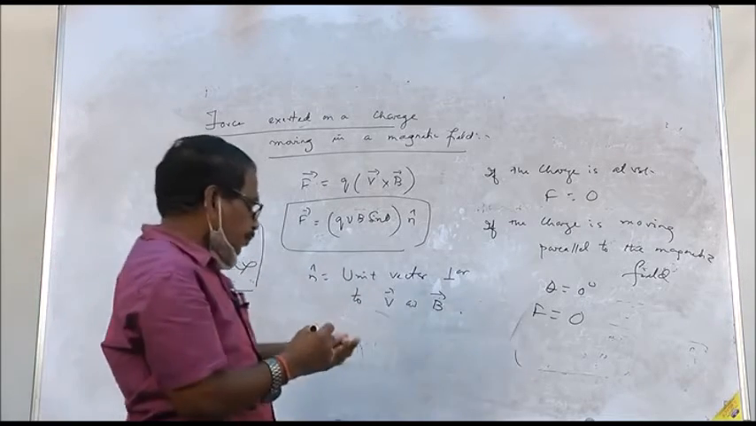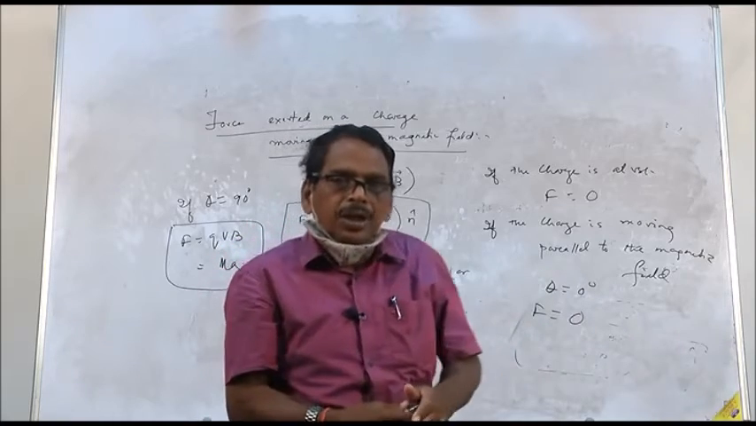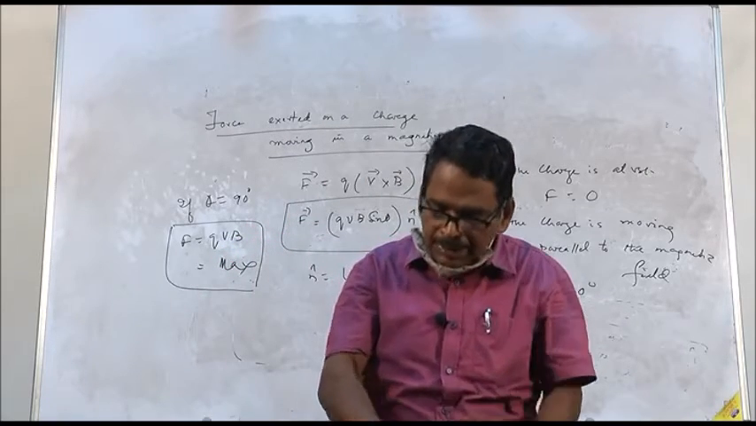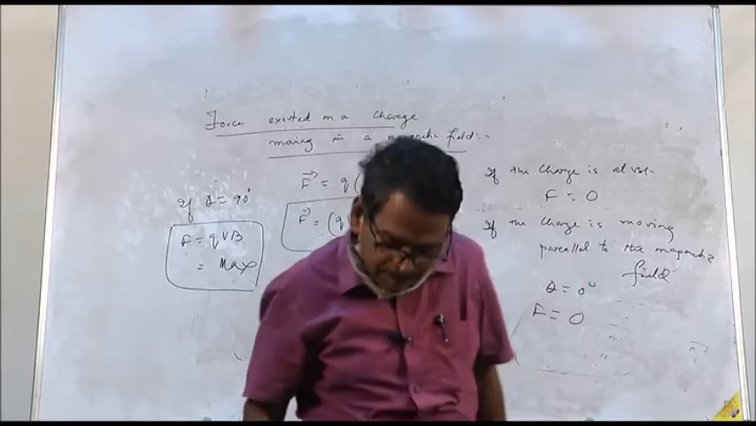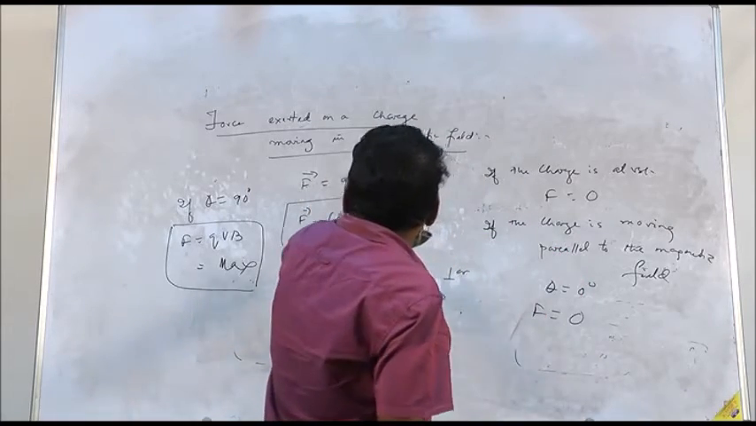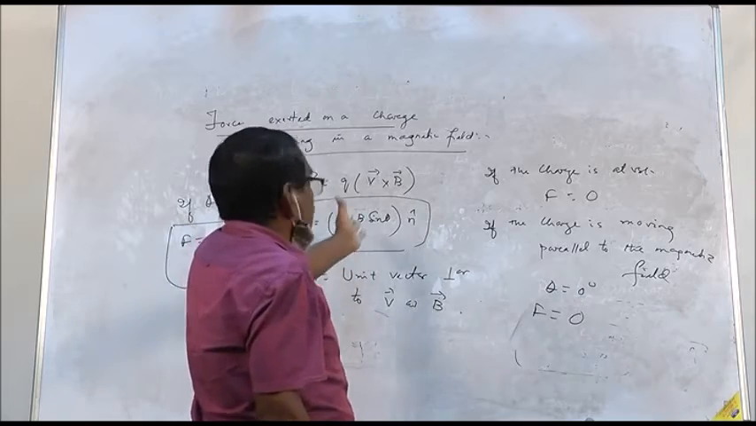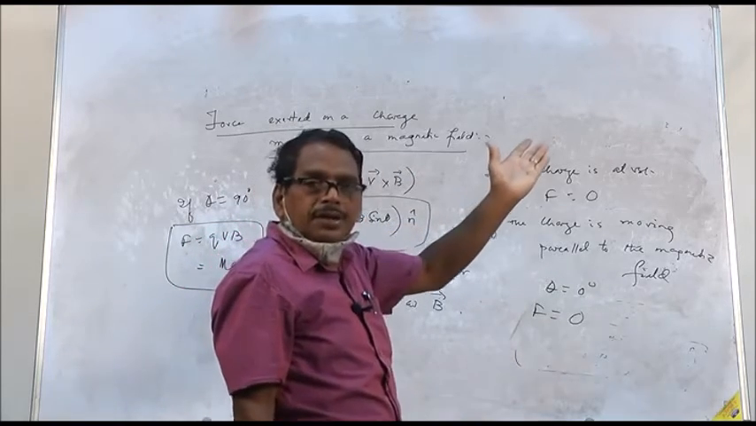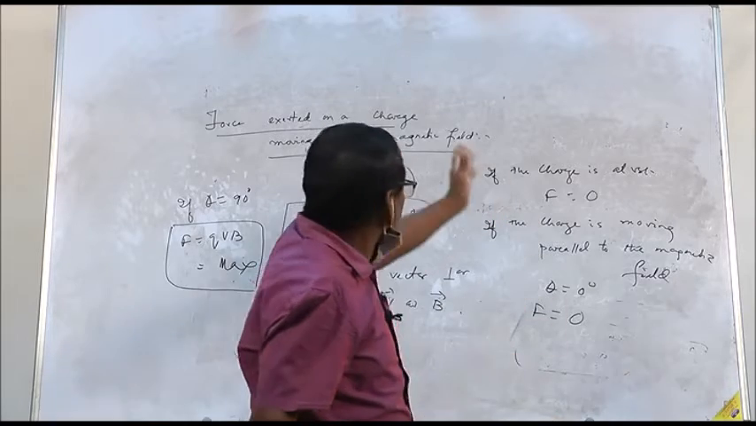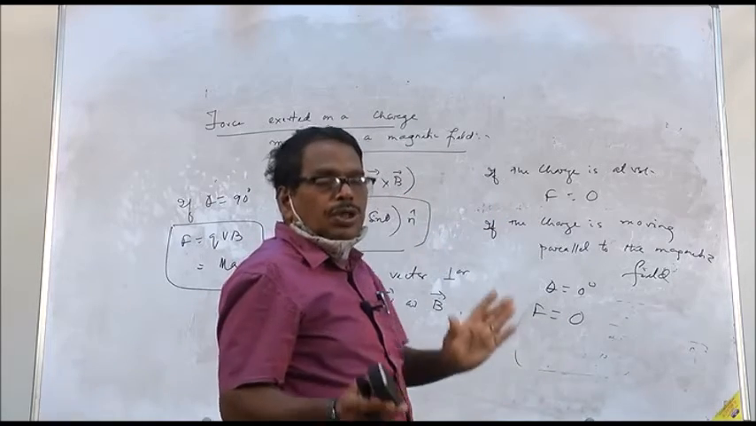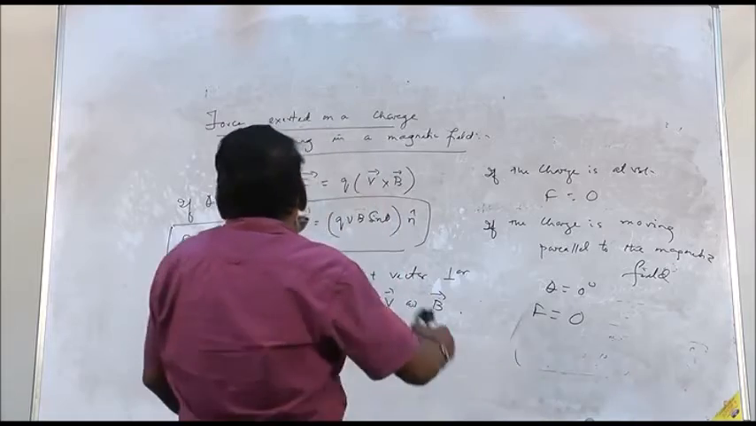So, maximum force is exerted in a charge moving perpendicular to the magnetic field. You can get short questions from this, 1 mark question, 2 mark question, also numericals. Numericals, say an electron is moving in a magnetic field, the strength of the magnetic field will be given to you, and velocity will be given, what is the force exerted on it.